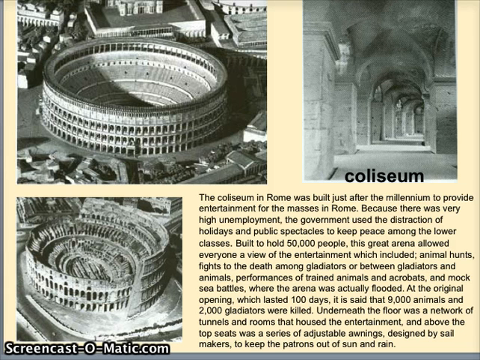Underneath the floor was a network of tunnels and rooms that housed the so-called entertainment. And above the top seats there were these adjustable awnings that were designed by sailmakers to keep the patrons out of sun and rain. So it was really a very elaborate structure.